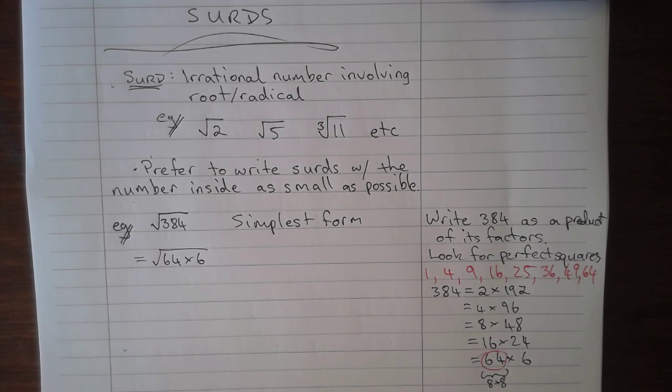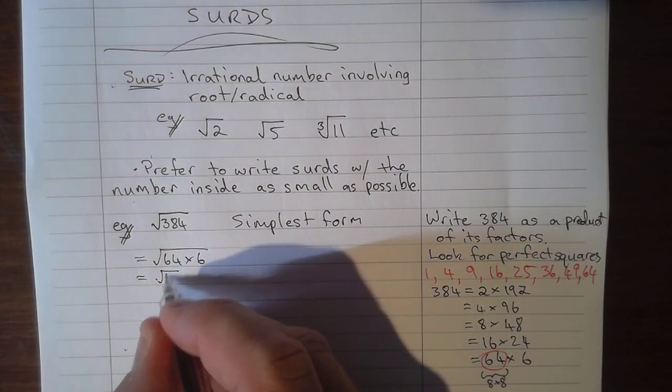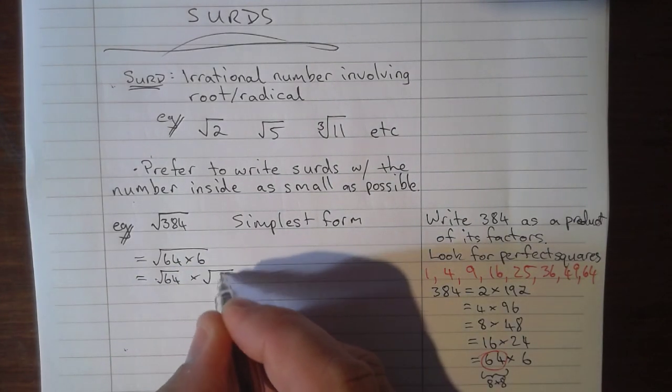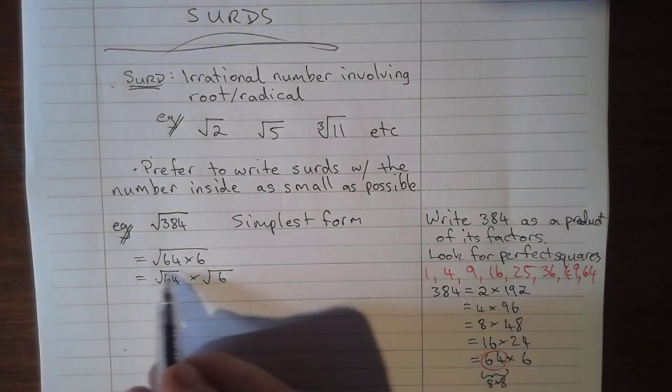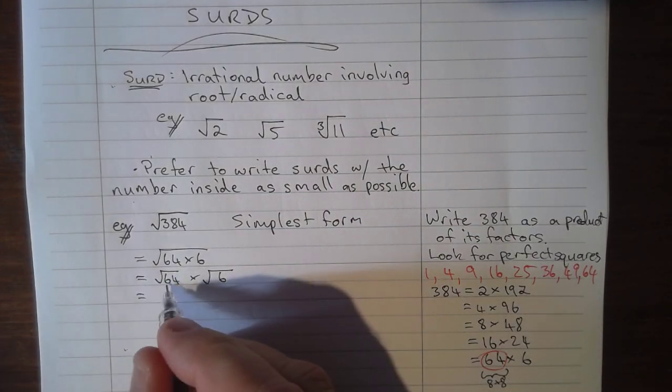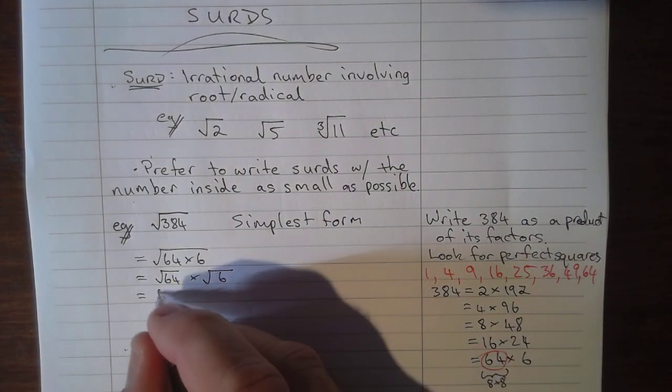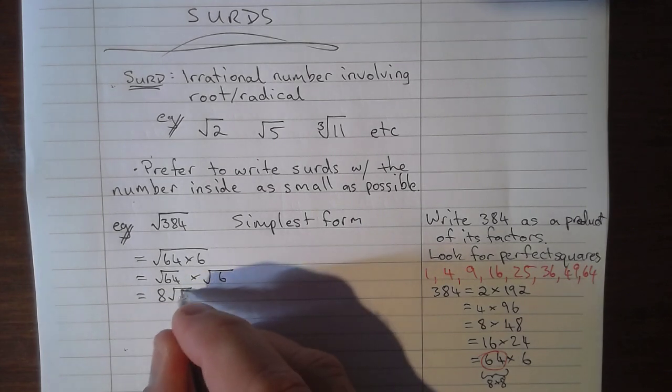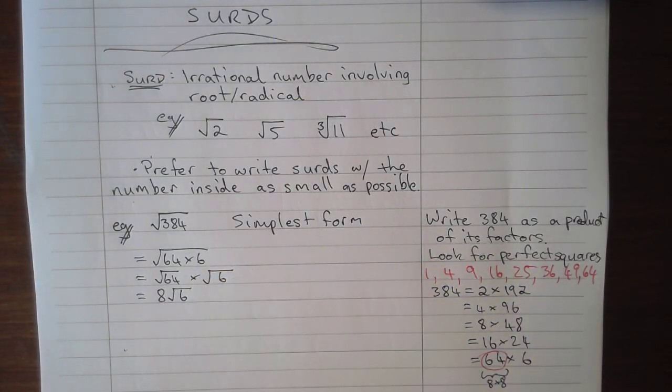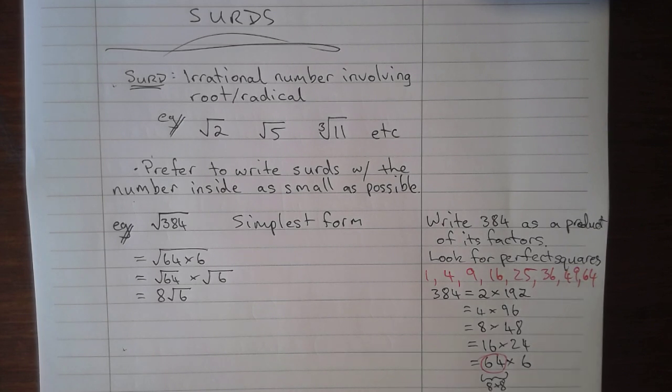Okay, doesn't look any simpler, but I can write that as the square root of 64 times the square root of 6. And then, of course, we can simplify that one. The square root of 64 is just 8, and we're left with the root 6 there. So that's our simplest form for the square root of 384.